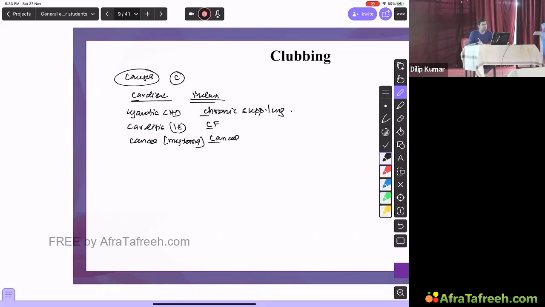Another C stands for cryptogenic. So what do you mean by cryptogenic? Idiopathic. What disease will come under idiopathic? ILD. Cryptogenic means idiopathic. What will come under idiopathic? IPF, idiopathic pulmonary fibrosis. That can cause clubbing.